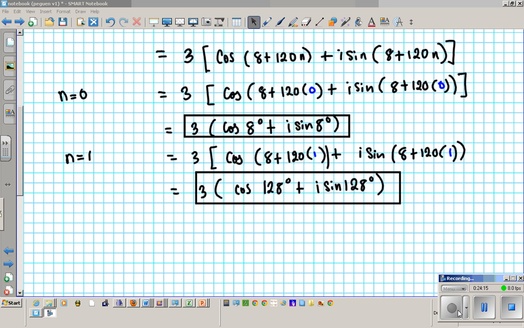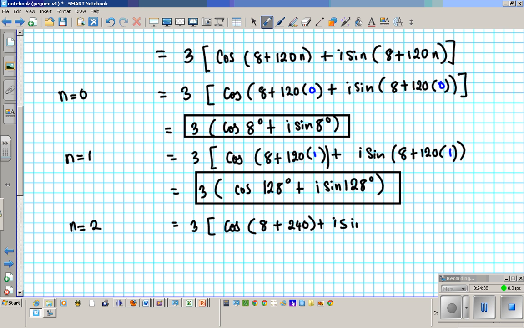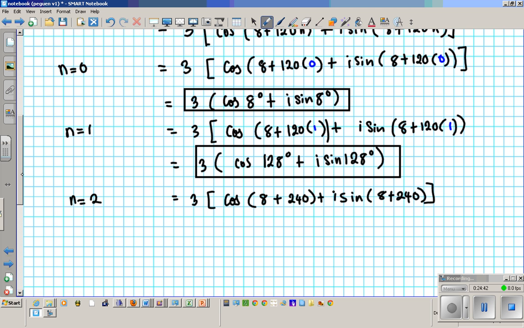For n equals 2, same story. We have 3 times cosine of 8 plus, you guys know the drill, I just multiply 120 by 2, so plus 240, plus i sine of 8 plus 240. So your final answer is 3 cosine 248 degrees plus i sine 248 degrees.